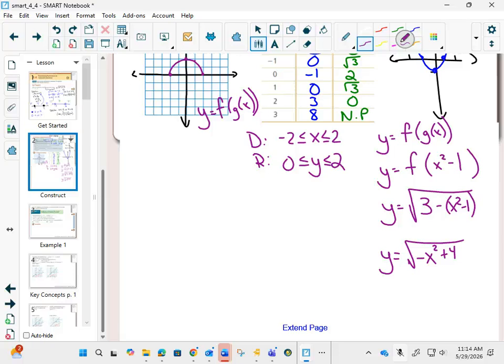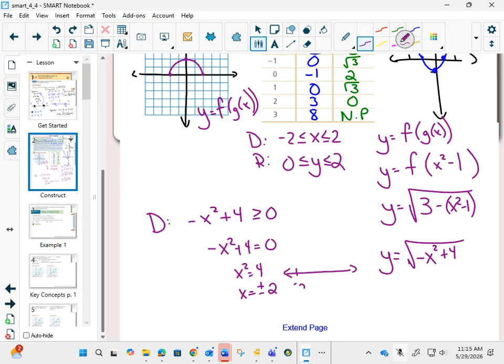If I wanted to find my domain algebraically, the negative x squared plus 4 has to be bigger than or equal to 0. It's an inequality. How do we solve inequalities? We temporarily make it equal to 0. So x squared equals 4. X equals plus or minus 2. Draw our number line with minus 2 and 2. Draw open circles and decide, do we fill them in? Yes, we have an equal sign. So they're included.